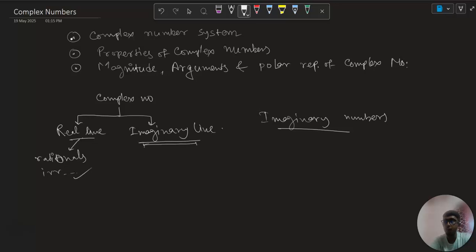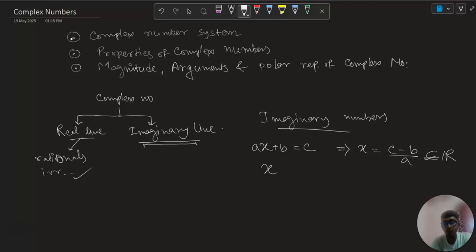See, we can solve any linear equations, right? Like ax plus b equal to c. We can solve it, right? Where a, b, c are real numbers, so we can get the value of x as (c minus b) by a, right? And this belongs to real numbers.